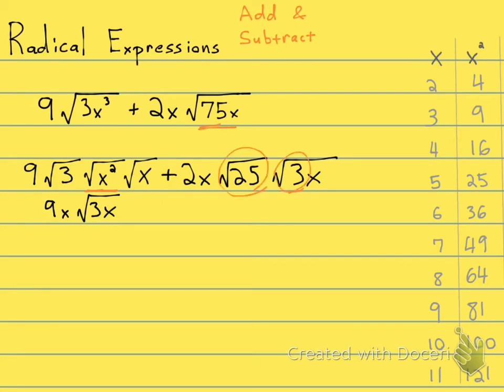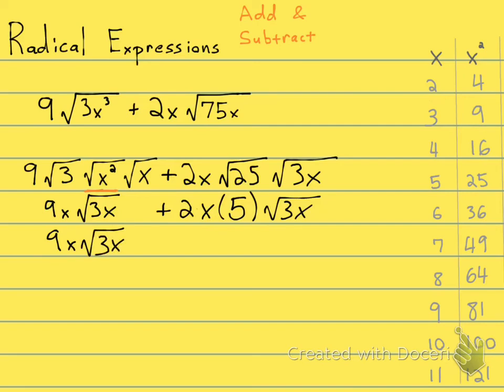Okay, so all I did was I separated the 25 from the 3. 25 times 3, which was 75. And the reason I did that is because I know the square root of 25 is 5. So now this is going to be 2 times x times 5 times square root of 3x. And I can multiply the 2 times the 5, which is 10. So now I have 9x square root of 3x plus 10x square root of 3x.